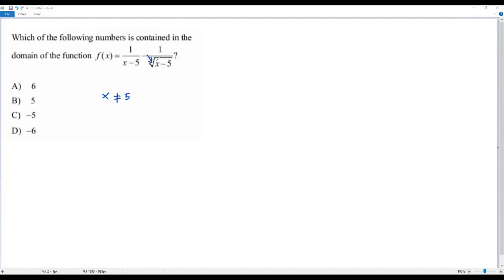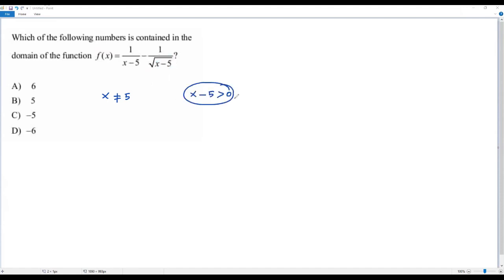Here we have a square root. Since we have a square root, we can consider only positive values inside the square root, because only when we have positive values inside the square root, it will be a real number. In case we have a negative value inside the square root, it will be imaginary. It will be considered as undefined. So the value of this x minus 5 has to be positive, that is, it has to be greater than 0.